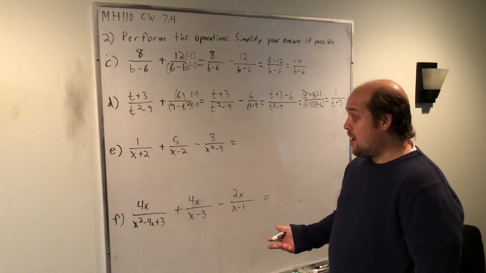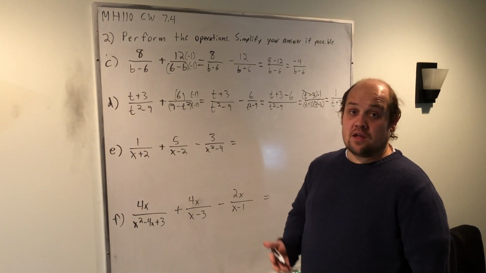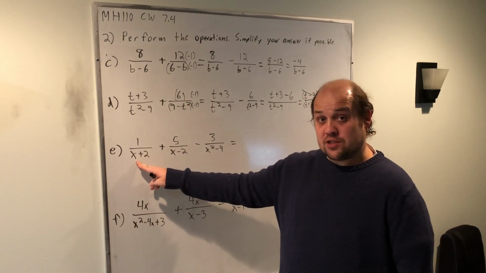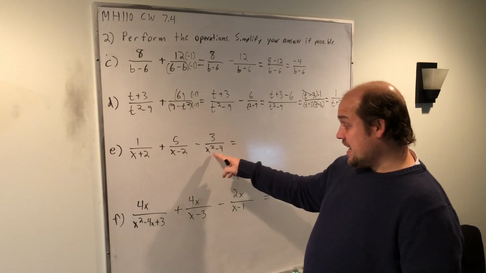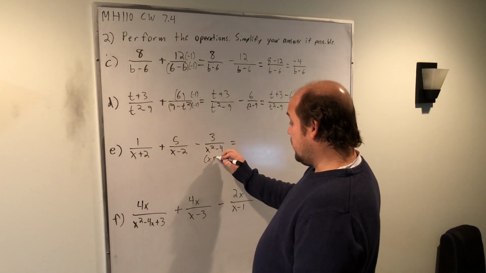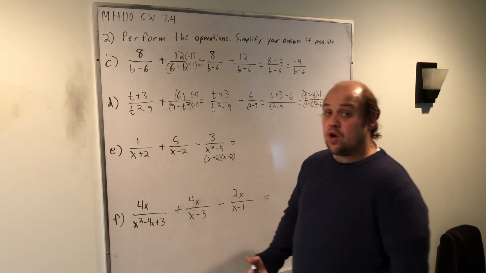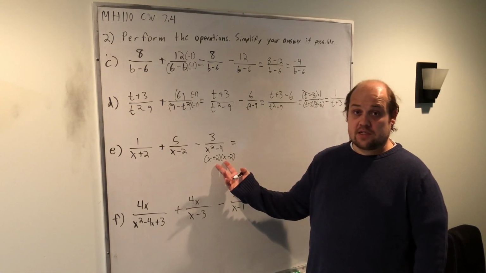Basically, they require me to factor everything to begin with and say what's missing from each of the terms. What I mean by that, I can't factor x plus 2 anymore. I can't factor x minus 2 anymore. But I can say that x squared minus 4 is a difference of squares. It's really x plus 2 times x minus 2. So what I want is for all of these denominators to be x plus 2 times x minus 2.